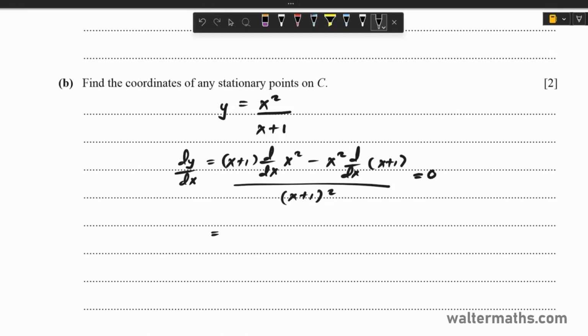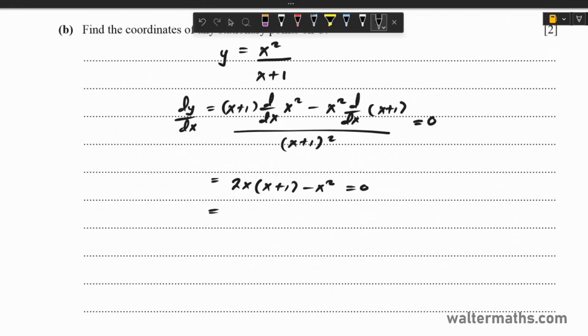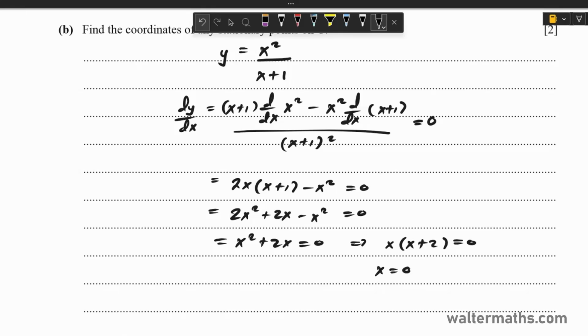So we'll be having 2x of x plus 1 minus x squared equal to 0 after multiplying both sides by x plus 1 squared. So we have 2x squared plus 2x minus x squared equal to 0, which is x squared plus 2x equal to 0. So x of x plus 2 is equal to 0. So the values of x we have are 0 or x is equal to minus 2.